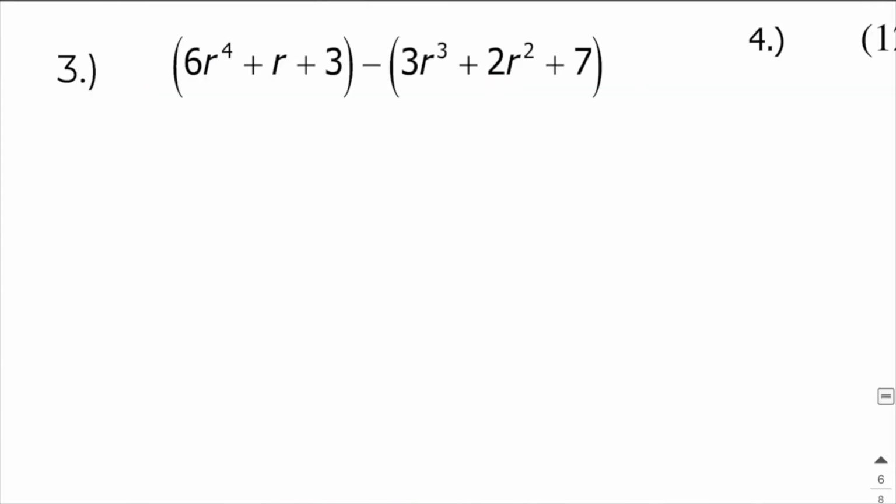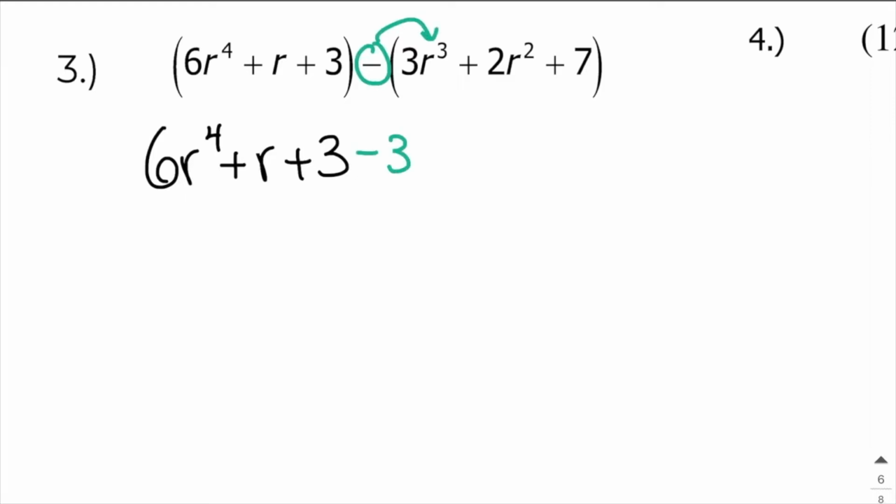All right, in number 3, I'm going to copy down this first expression because there's nothing in front right here to distribute through. And then I'm going to distribute this negative through here. So I'm going to change all my signs. So this 3r cubed becomes a negative 3r cubed. This 2r squared becomes a negative 2r squared. This 7 becomes a negative 7.